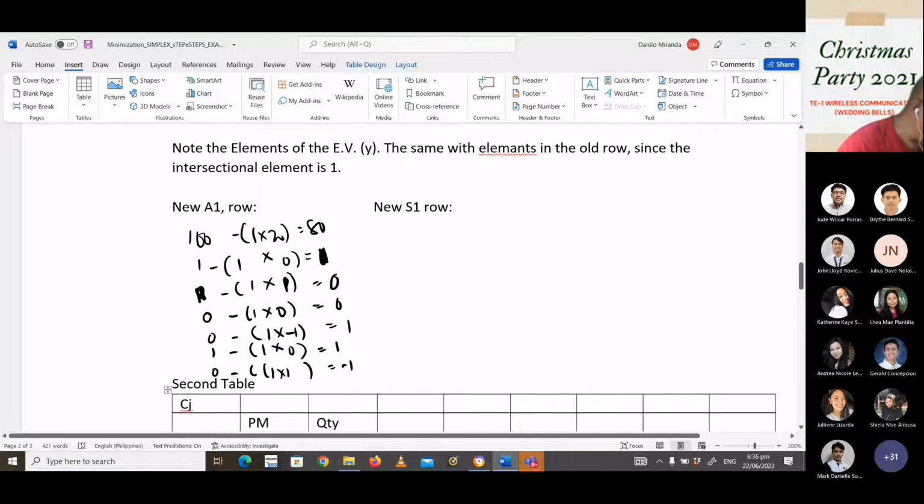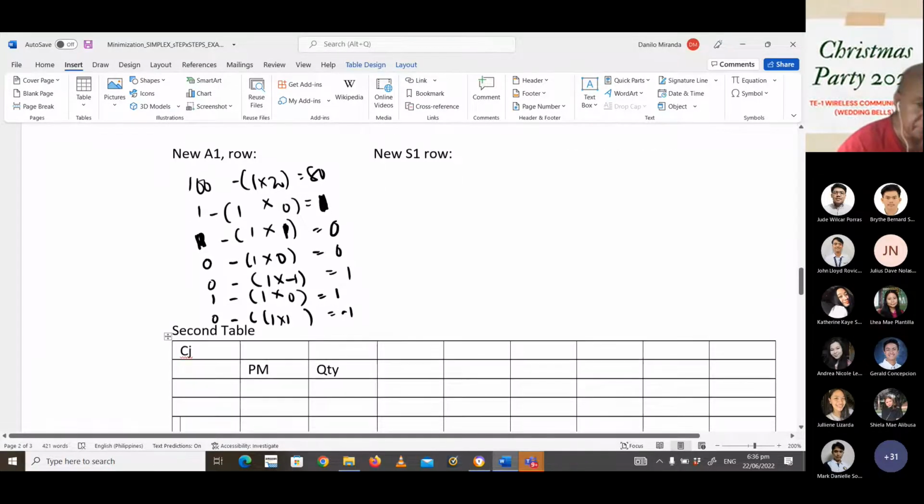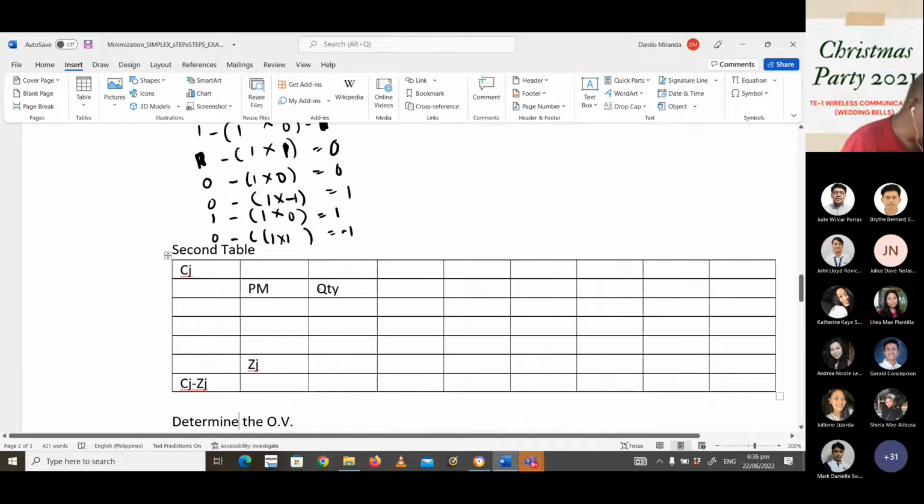So, yan ipapalit natin sa bagong A1. Okay, so we have 80, 1, 0, 0. So ito yung A1 natin. Complete muna natin A1. So ito na ito, no? 80, 1, 0, 0, 1, 0, 0, 1, 1, negative 1. 1, 1, negative 1. Ayan, kompleto na siya. So, ito yung XY natin.